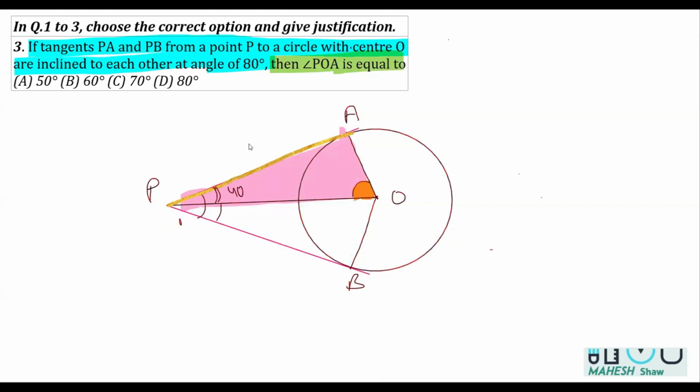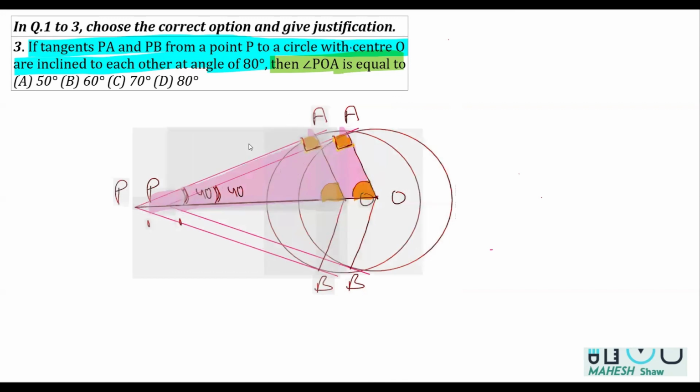Right. So once we have done till here, now consider this triangle only. In this triangle, you can see that the radius is perpendicular to the tangent at the point of contact. So this angle is 90 degrees and this angle is 40 degrees. So we can use the angle sum property to determine the third angle.